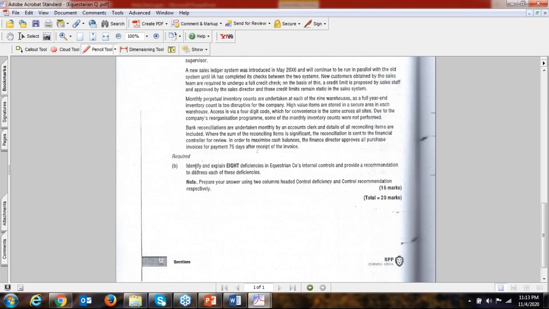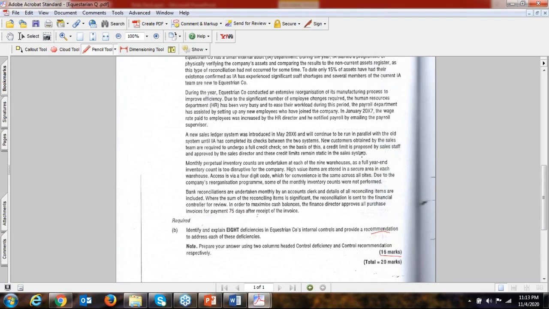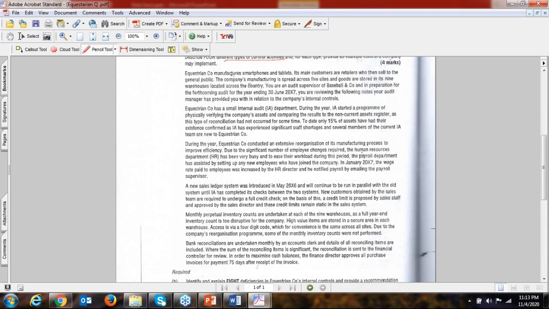So now we are going to read the requirement of the question, that is: identify and explain 8 deficiencies in Equestrian company's internal controls, and provide a recommendation. So 8 deficiencies, 8 recommendations, total 16. So you have a 16 mark requirement: 8 for deficiencies and 8 for recommendations. Now we are going to study the question and realize what the question is.